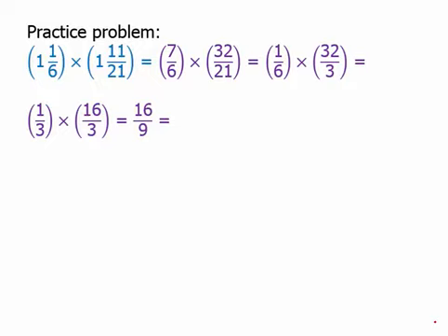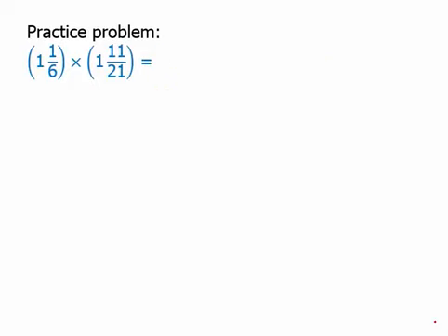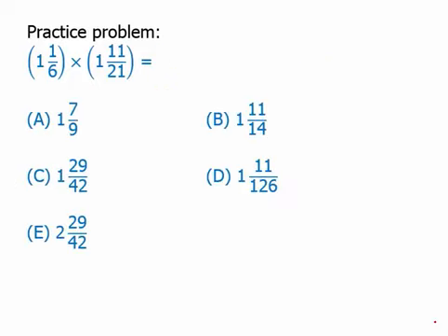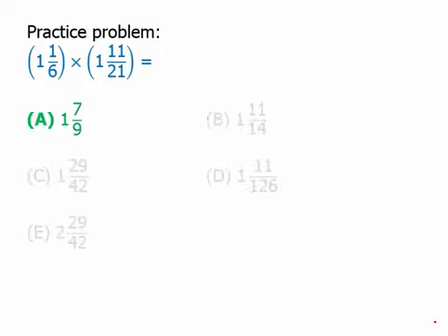Well, now that we have our answer in improper fraction form, we'll change this back to a mixed numeral. 1 7/9. That's the actual product, 1 7/9. So go back to the answer choices, and we select the correct answer choice A.